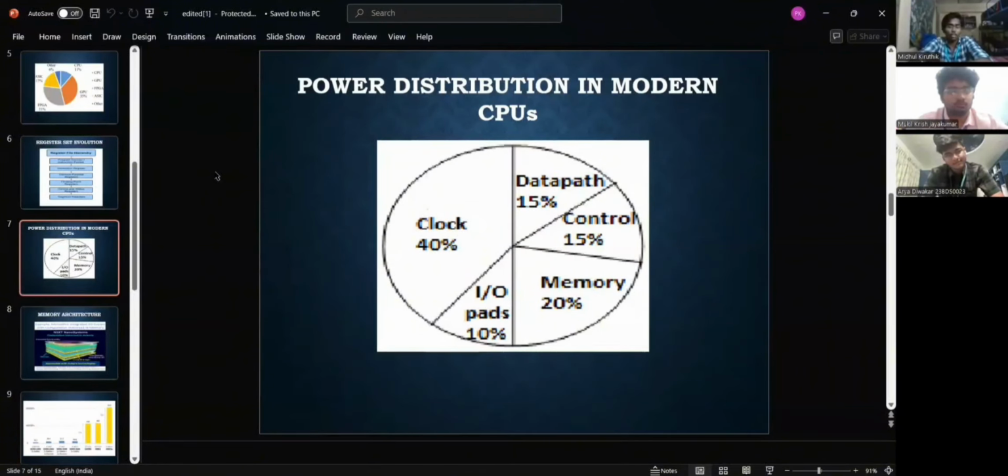So this is it, and now my friend Praveen will take us through the memory architecture revolution.